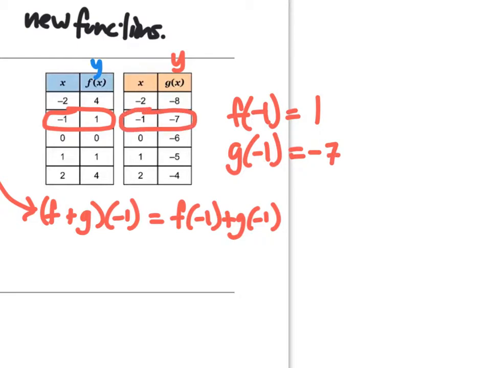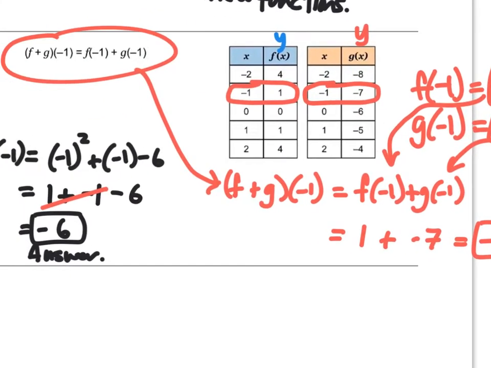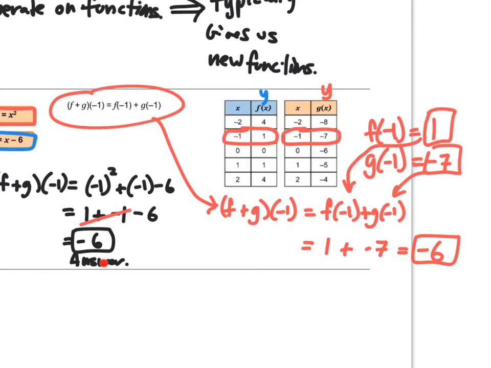So then what I'm going to do is replace f of -1 by plugging in 1. So I get +1, and then plus g of -1, which is -7. I'm going to plug that in here, and I get plus -7. And I get a value of -6. 1 plus -7 gives me -6. So that's the same thing that I got over here.